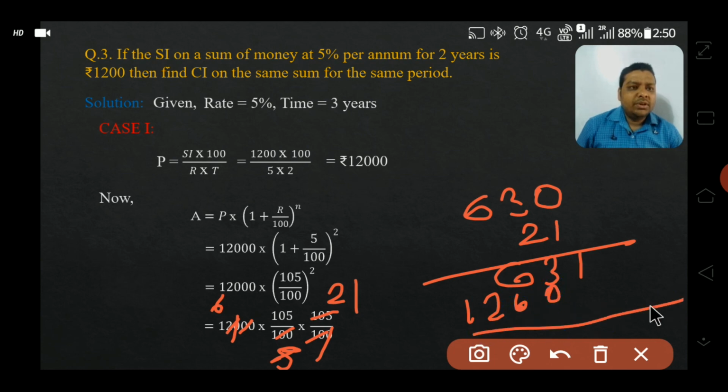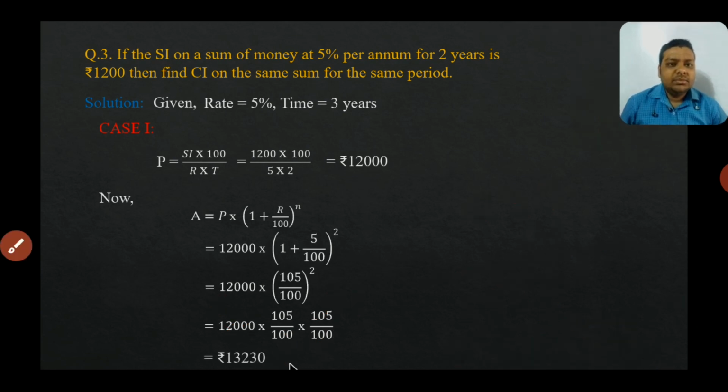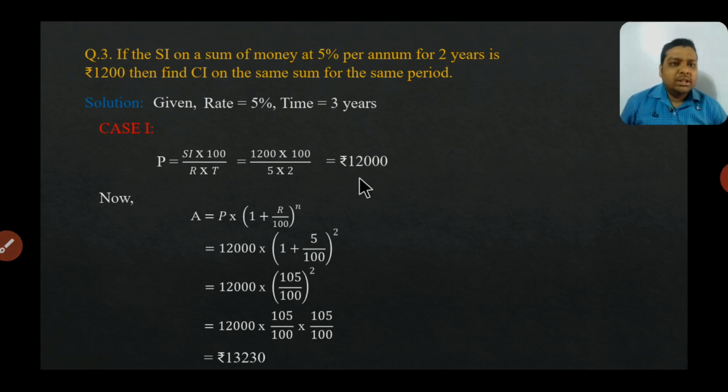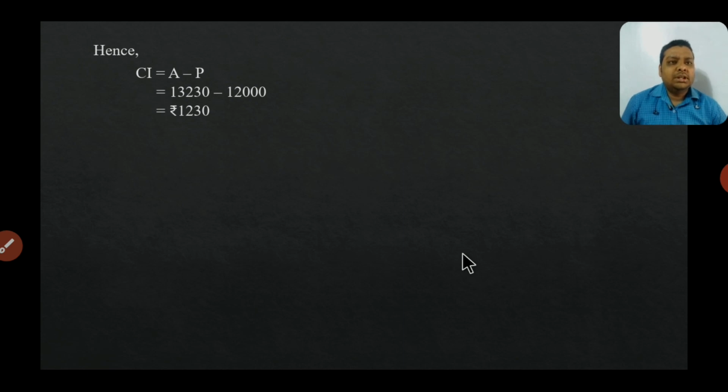So it will be 1 3 12, 2 carry 1, 13, 13 2 3 1, 30. So that will be the amount here, and the principal is 12,000. So we have to find CI. CI will be A minus P. Put the value, then we will get 1230, and that will be the compound interest. I hope that you all have understood, students.